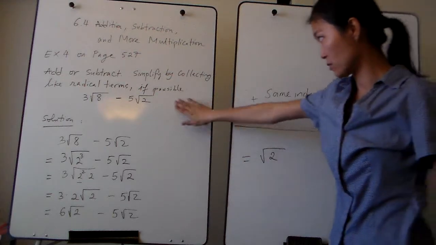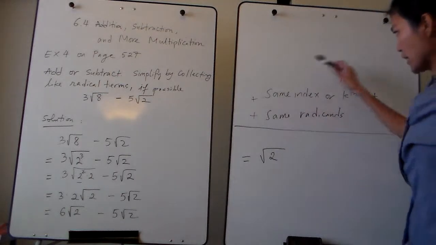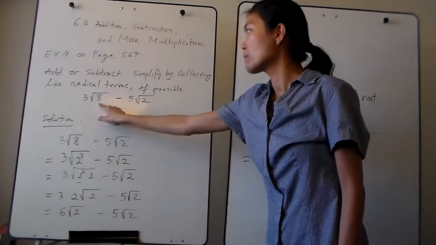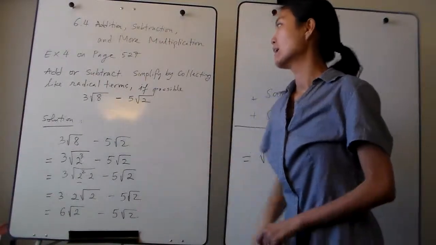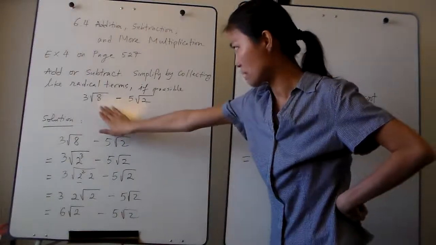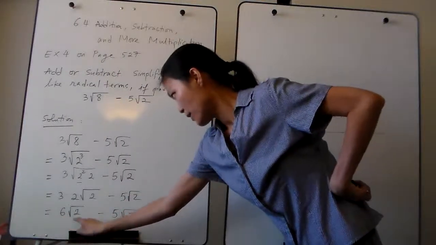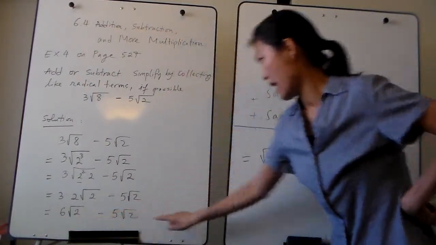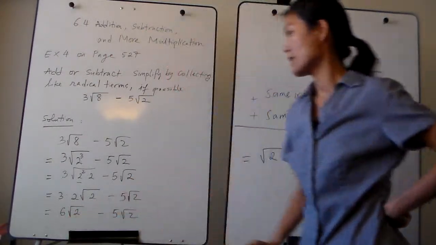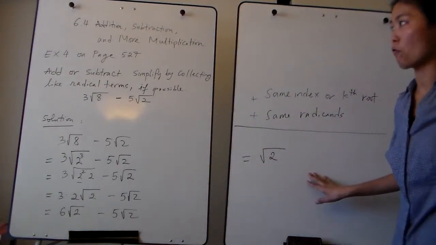So to simplify these two terms, make sure you check these two conditions. If not, look at the radicands. Since it's not prime, try to factor it and obtain the square root of 2. If you have that, you can combine, like here, after you simplify this first term, you get this 6 square root of 2. Now they have same radicands. Then you can combine the coefficients 6 and 5. So 6 minus 5 is 1, and with the square root, square root of 2 is the answer for example 4.